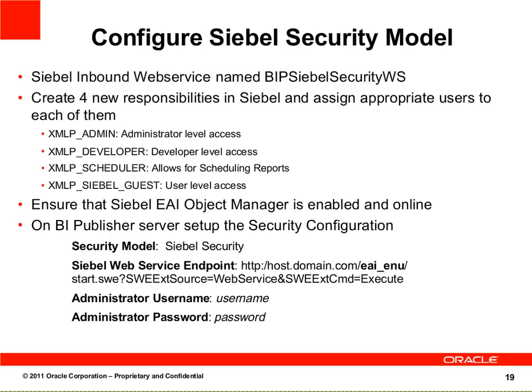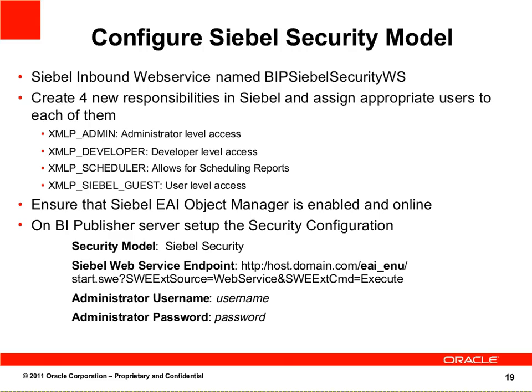What this one uses is a specialized web service. It's an inbound web service called the BIP Siebel Security Web Service, which is sitting on the Siebel side. So in BI Publisher, you go into those special screens and enter all the information needed for the security model. But when BI Publisher wants to interact with Siebel, it interacts using this web service.